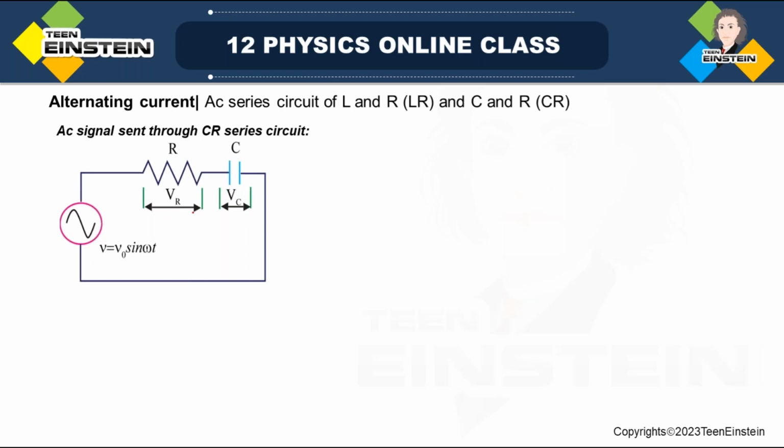A series CR circuit is connected with a signal generator which is sending an alternating signal, V is equal to V0 sin omega t. In this case also we are not going to do it analytically, we are just drawing the phasor diagram. If you remember, in case of a pure capacitor circuit, when the same voltage was sent in a pure capacitor, when the R was not there in series with C, the current was actually leading.